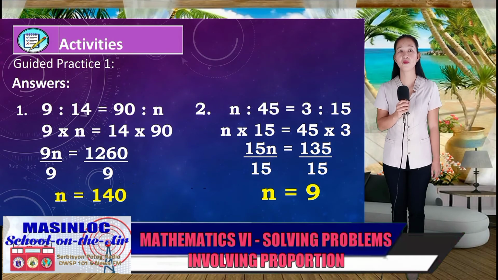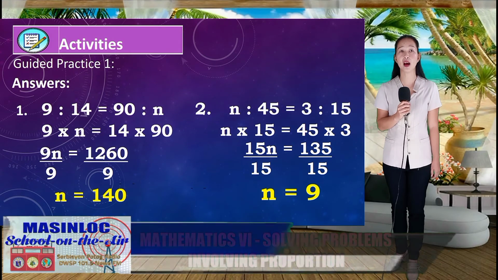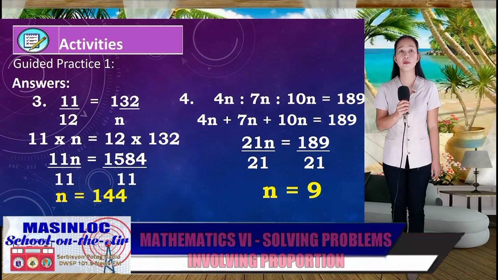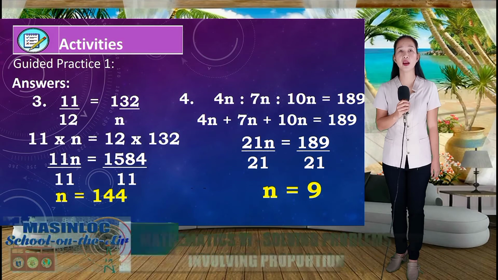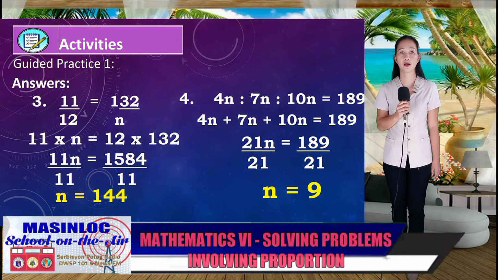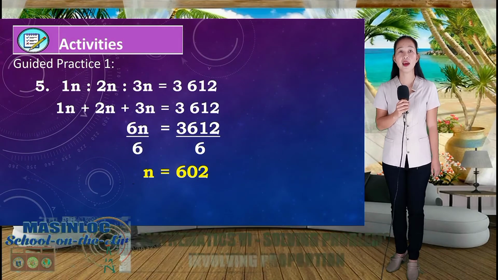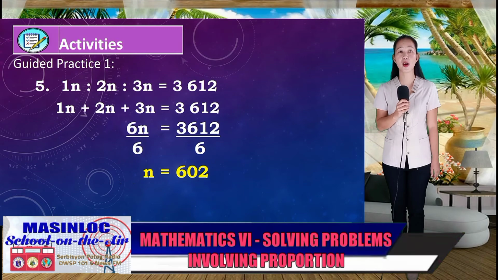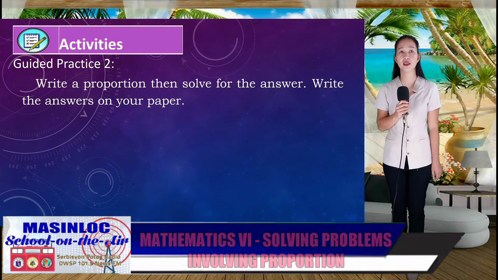For number 1, n is equal to 140. Number 2, n is equal to 9. Number 3, n is equal to 144. Number 4, n is equal to 9. Number 5, n is equal to 602. Nice work, everyone! Let us try another activity.